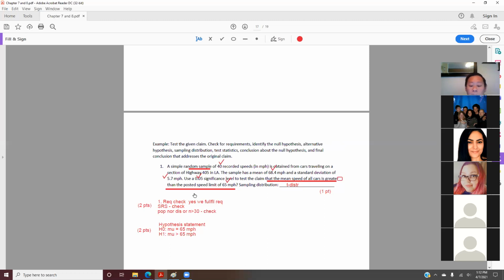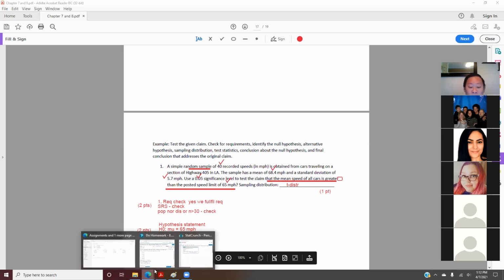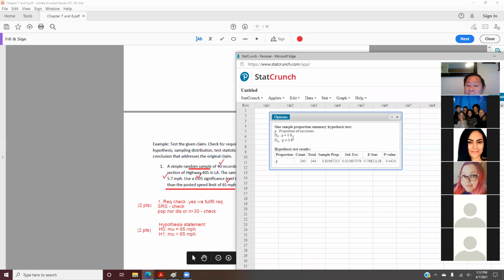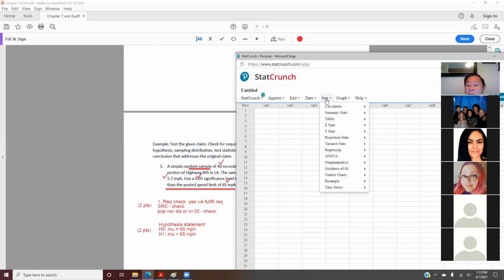Would you use a different calculator then? Yes, your StatCrunch will do T for you. It's different from the one we used last time, because that one was for proportions. Last time we went to proportion stats. This time you go to T stats.